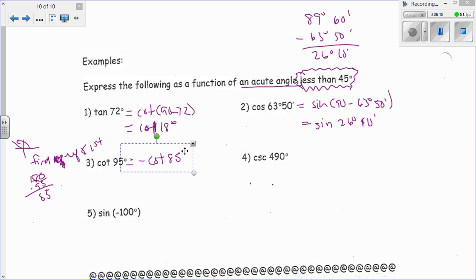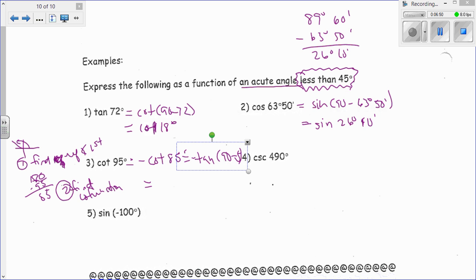Now I can find my cofunction. So find my reference angle first, and then step 2 would be find the cofunction. So this would be equal to a negative tan of 90 minus the 85, so it's a negative tan of 5 degrees. I keep it negative because tangent is also negative in quadrant 2.